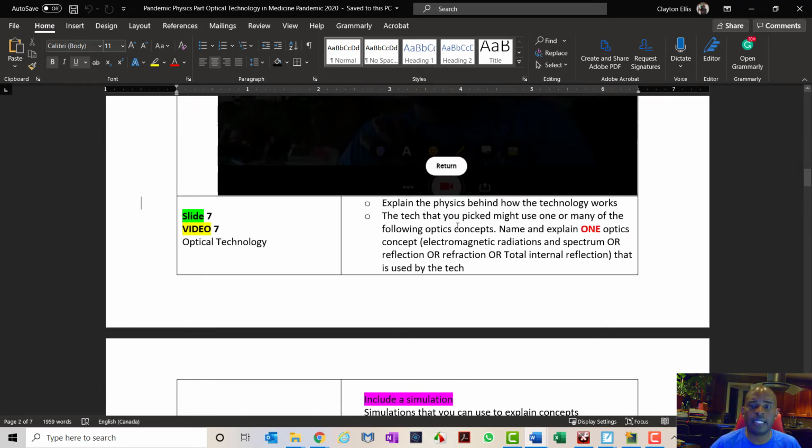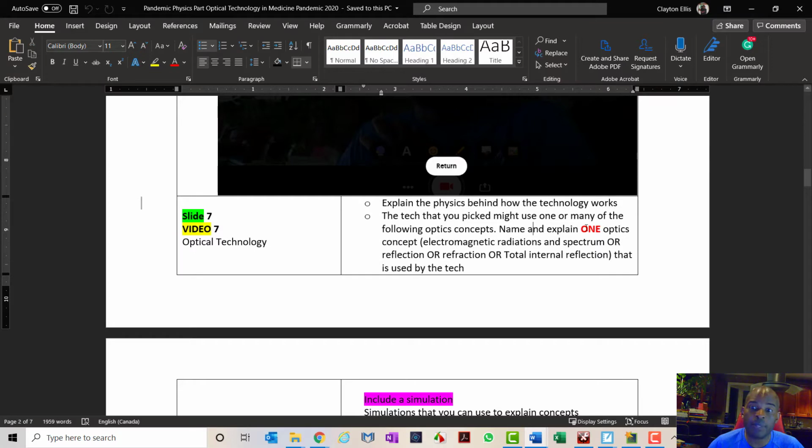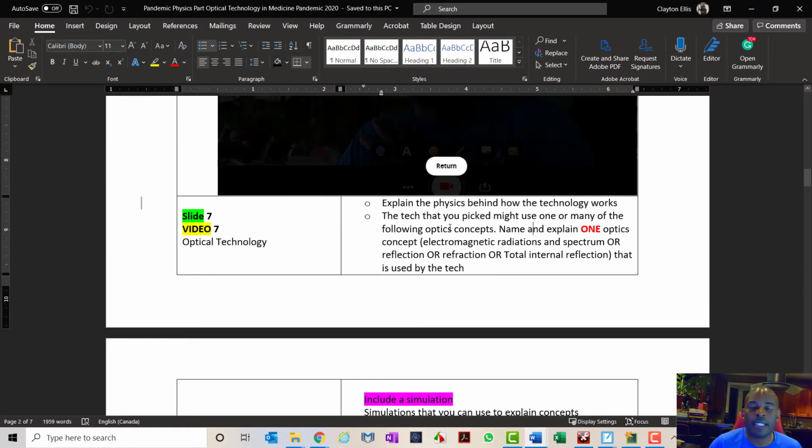Slide 7 focuses on the physics behind the technology. Before, we were looking at the cells and what the technology was looking at, and now we're looking at the physics that drives that medical technology. So it's self-explanatory. Read through this. Notice it says name and explain one optics concept, and those optics concepts are what we've been looking at over the last 3 weeks around reflection, refraction, total internal reflection, and all those fancy physics terms. Okay, that's slide 7.